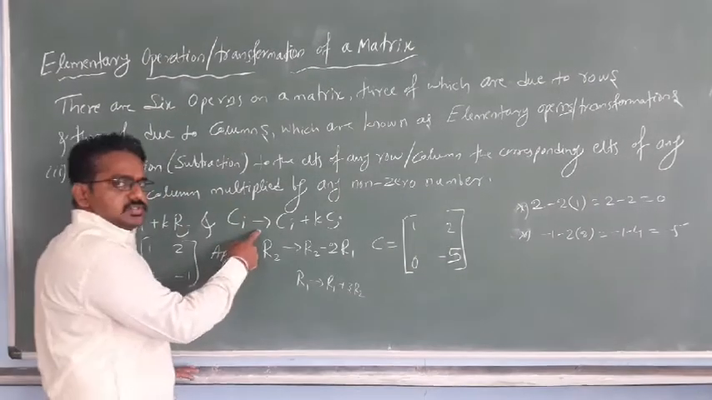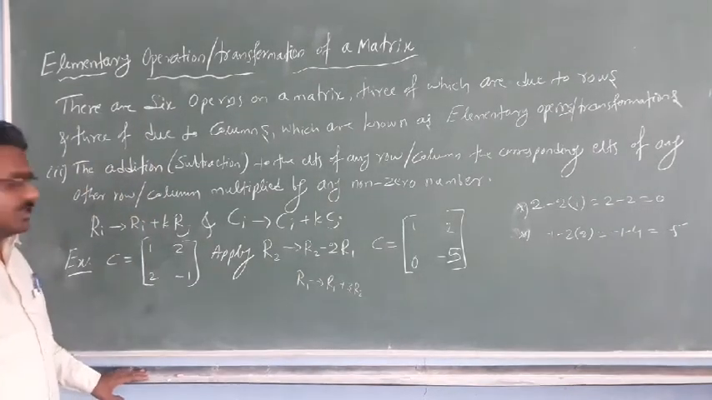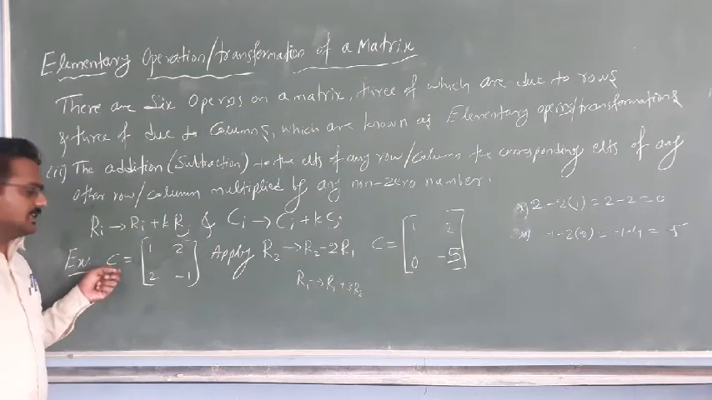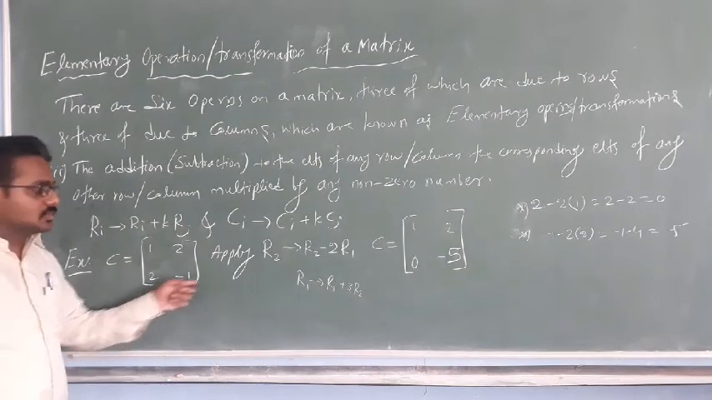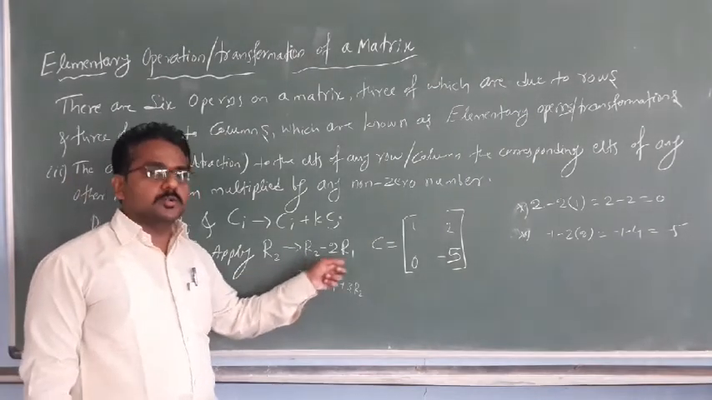Ci changes to Ci plus k Cj. For example, I gave the matrix C of order 2 by 2: 1, 2, 2, minus. So apply R2 changes to R2 minus 2R1.